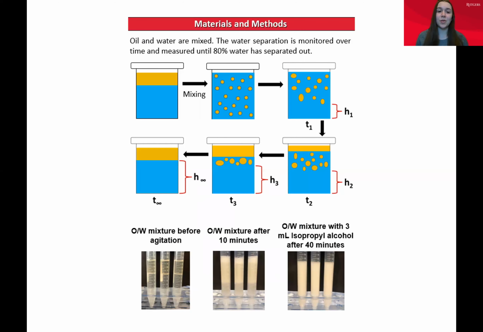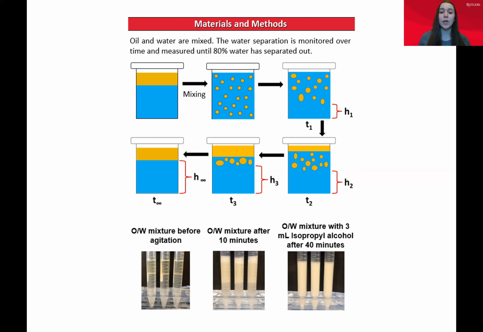For my individual experiments, I would agitate the oil and water mixture and begin to time how long it took for the emulsion to actually separate out. And I would take corresponding height values at these times to see whether I had 1 milliliter of water separation, 4, 5, etc. Pictured below, you can see an oil and water mixture before agitation, and the oil layer is very distinctly separated from the water.